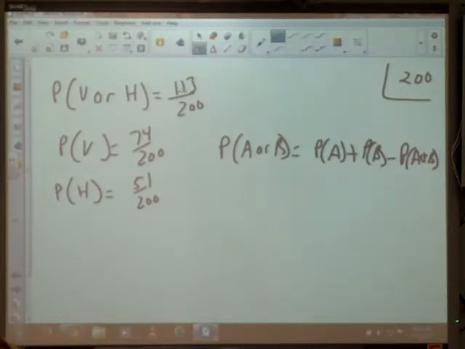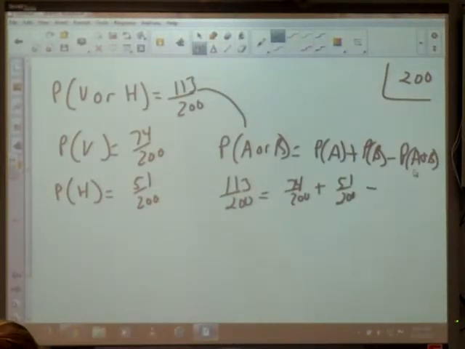Our A or B is 113 over 200. A, 74 over 200. B, 51 over 200. Minus, this is the part I don't know. And you can rewrite all that again. I was thinking I might just put a variable in there, but I'll just bring it down like it is.